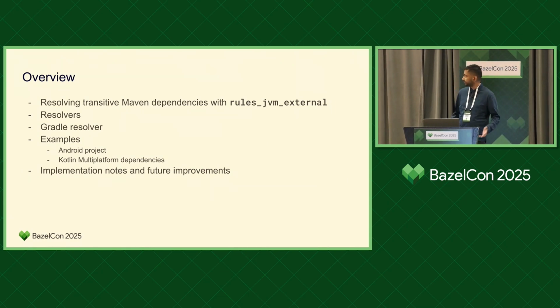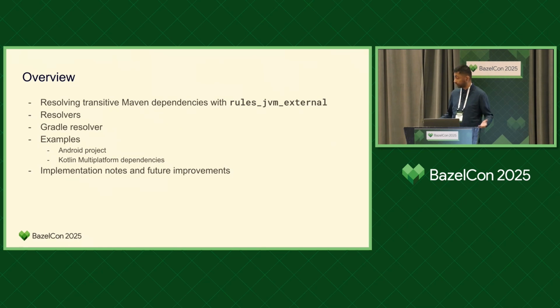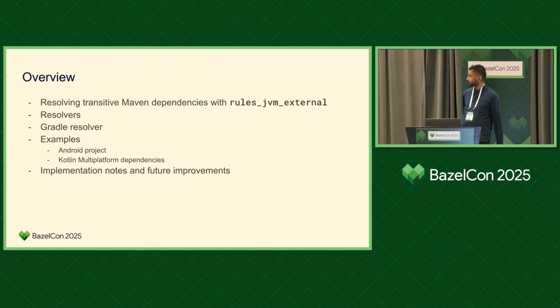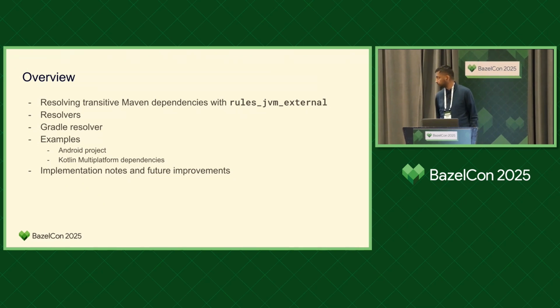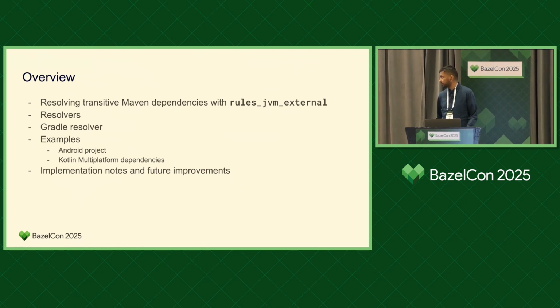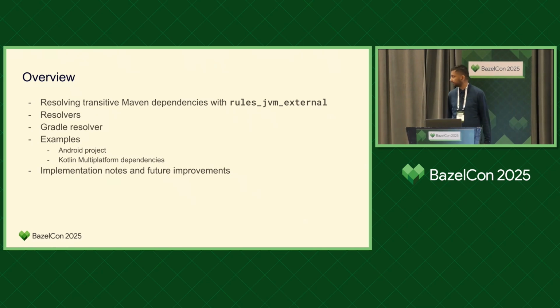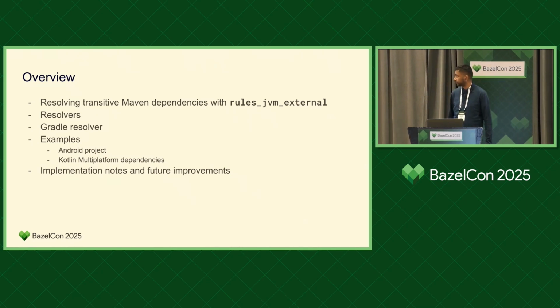I'll do a quick refresher on what transitive Maven dependency resolution of third-party dependencies with RJE, or rules JVM external, means. Most of you may already be familiar, but it's good to get context. And then how resolvers play a part with this process. And then we'll jump onto the Gradle resolver, which is the core of this talk, and why you'd want to use it. A couple of examples will illustrate that. And finally, I'll leave a few notes on implementation and potential improvements that can be done in the future.